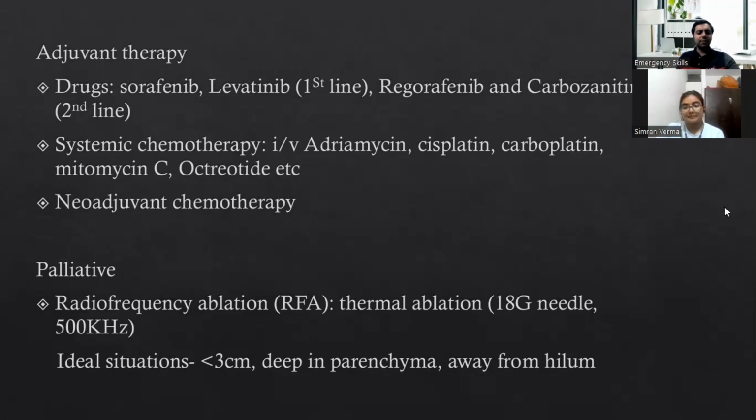So what we do, we have the radiofrequency ablation, that is RFA. Thermal ablation also we have. In thermal ablation, basically a 19 gauge needle will be put inside that liver tumor and they will give 500 kilohertz of electric current. With that electric current, that area will be damaged. It's palliative, not a curative treatment. For this, the ideal situation is the tumor should be less than 3 centimeters and very deep in the parenchyma and away from the hilum.